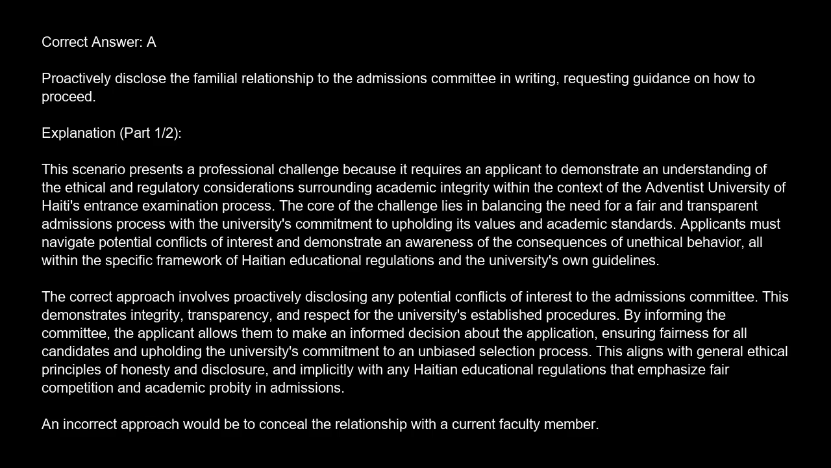The correct approach involves proactively disclosing any potential conflicts of interest to the admissions committee. This demonstrates integrity, transparency, and respect for the university's established procedures. By informing the committee, the applicant allows them to make an informed decision about the application, ensuring fairness for all candidates and upholding the university's commitment to an unbiased selection process. This aligns with general ethical principles of honesty and disclosure, and implicitly with any Haitian educational regulations that emphasize fair competition and academic probity in admissions.